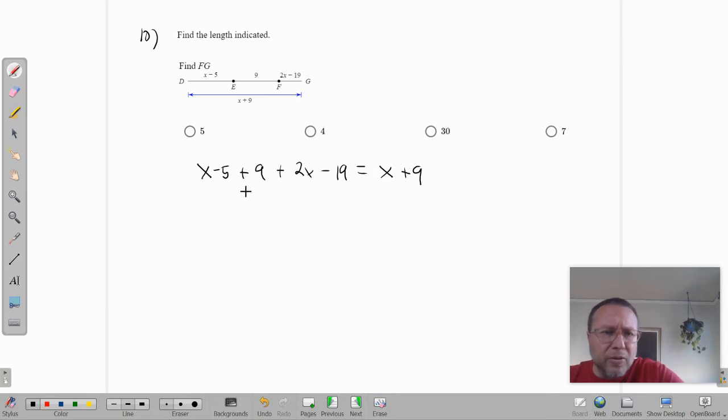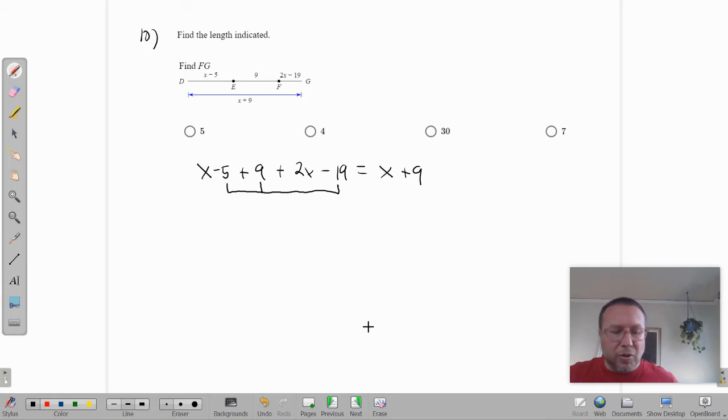It looks a little messy here at first. We've just got some like terms we need to combine. So we just got to kind of clean things up here a little bit. Let's combine all my numbers. So negative 5 plus 9, which would be 4, minus 19, which would be negative 15.